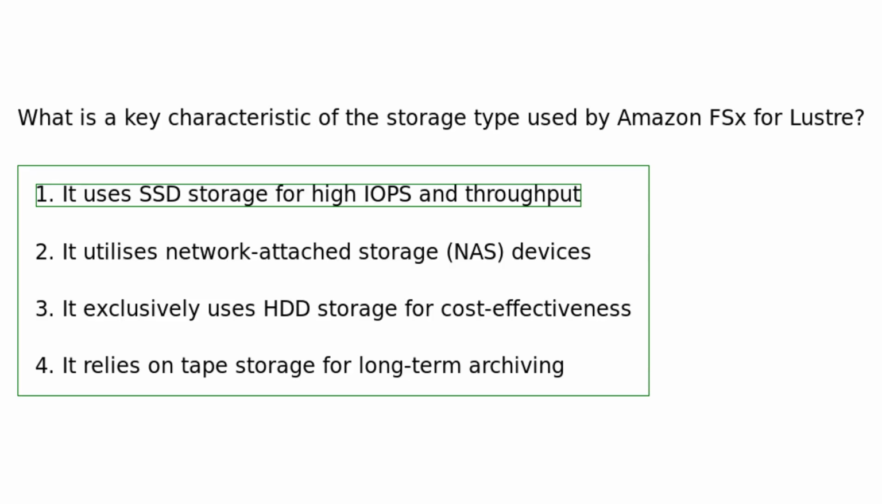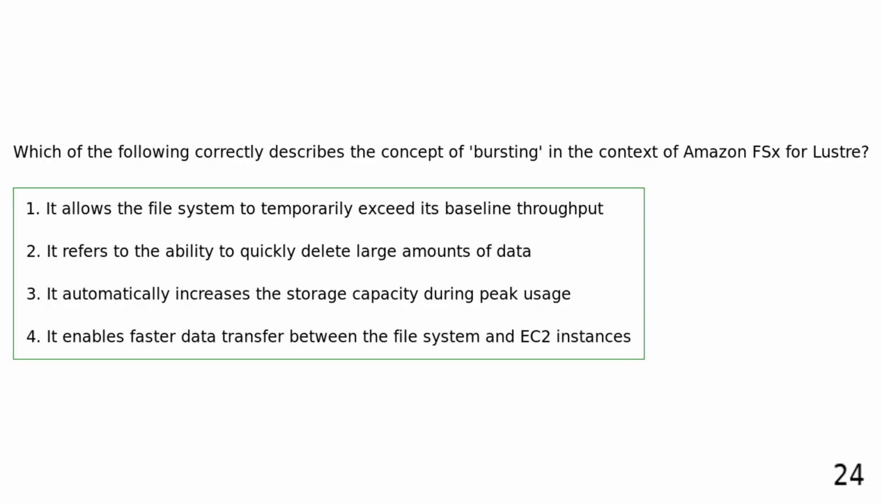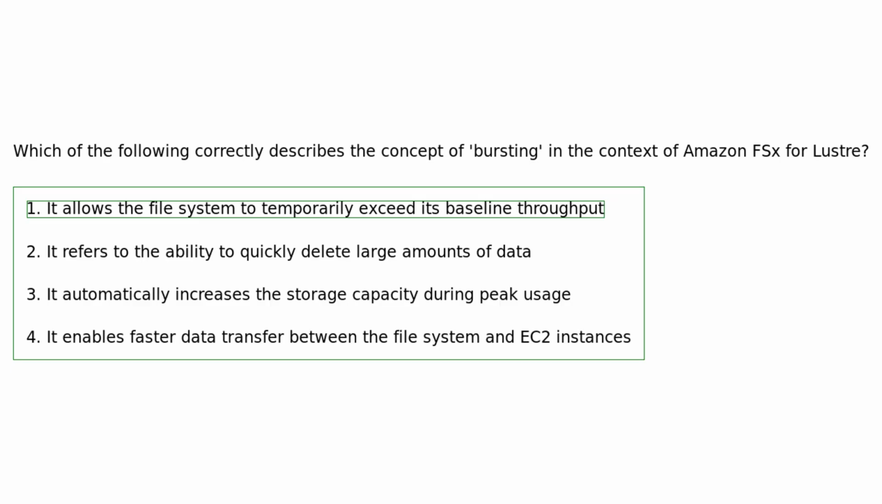and machine learning workloads. Which of the following correctly describes the concept of bursting in the context of Amazon FSx for Lustre? It allows the file system to temporarily exceed its baseline throughput. It refers to the ability to quickly delete large amounts of data. It automatically increases the storage capacity during peak usage. It enables faster data transfer between the file system and EC2 instances. Bursting in FSx for Lustre allows the file system to temporarily exceed its baseline throughput to handle spikes in workload, providing additional performance when needed.